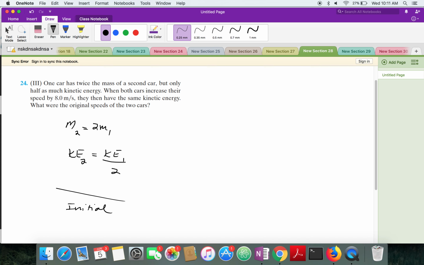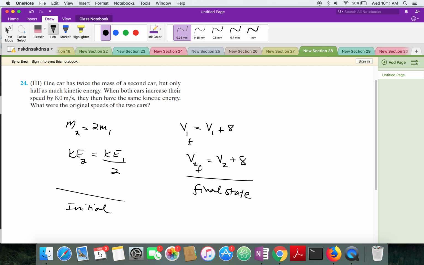And then in the final state, they're increasing their velocities by 8 meters per second. Then they have the same kinetic energy, right? So V1 final is going to be V1 plus 8 meters per second. And V2 final is going to be V2 plus 8, where V1 and V2 are the initial speeds in the initial state. This is the final state. Okay, then they have the same kinetic energy.